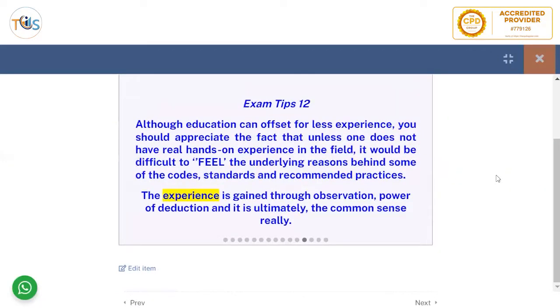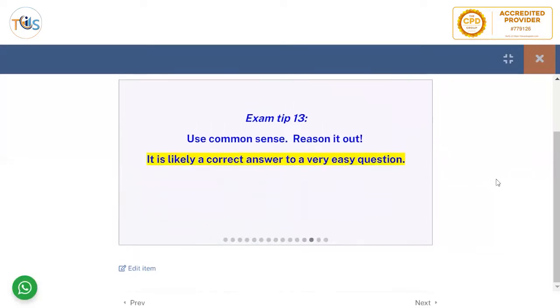Although education can offset less experience, you should appreciate the fact that unless one has real hands-on experience in the field, it will be difficult to feel the underlying reason behind some of the code standards and recommended practices. We have brought videos, and you can also watch them on YouTube, to enhance your experience.